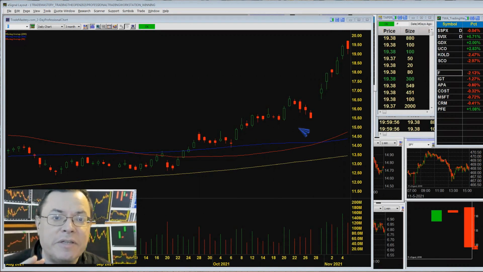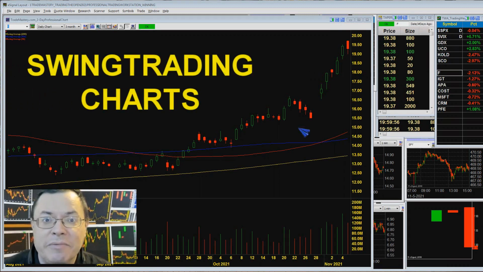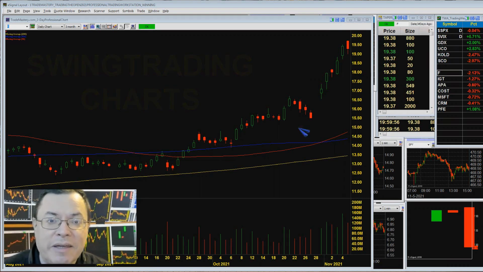We're going to take a look at two different charts for swing trading. The first one, and the most important one, is the 90-day daily candlestick chart. Here you can see a really good example of Ford Motor Company, ticker F. We're going to look at this chart and also a 2-day chart.